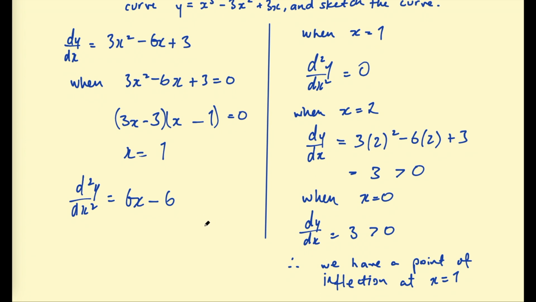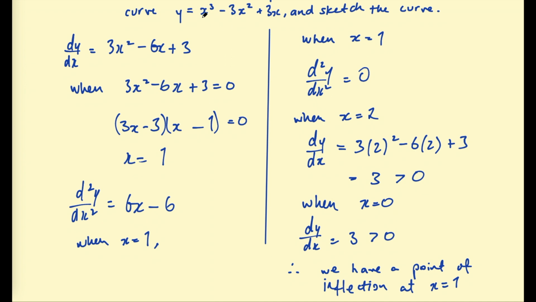And let's go ahead and find the y coordinate. So when x equals 1, looking at the original equation, plugging x equal to 1 into that, that would be 1 take 3 plus 3. So that's y equals 1. So we have a point of inflection at 1, 1.